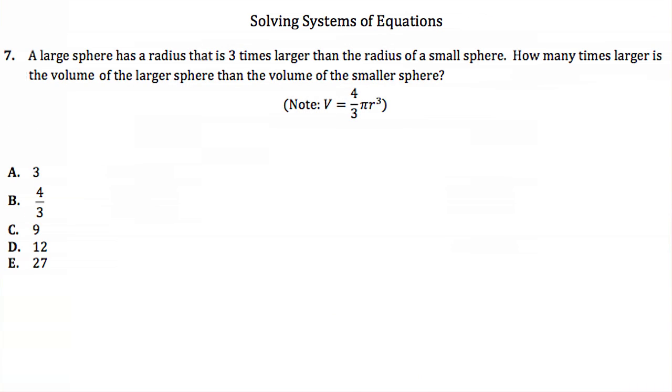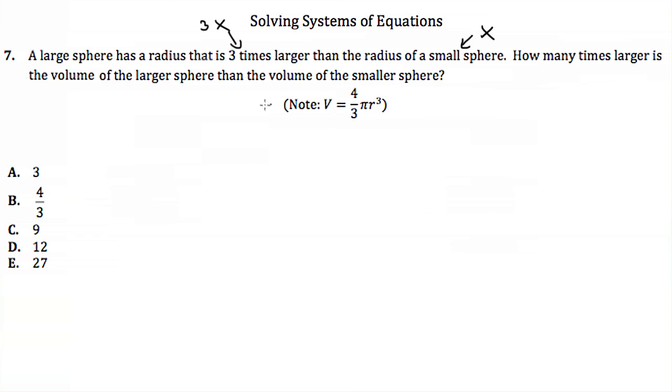Now let's look at problem 7. Here we're told a large sphere has a radius that is 3 times larger than the radius of a small sphere. How many times larger is the volume of the large sphere than the volume of the smaller sphere? And then we're given the equation for the volume of a sphere. If we call the radius of the small sphere x, then the radius of the larger sphere would be 3x, because it's 3 times larger.